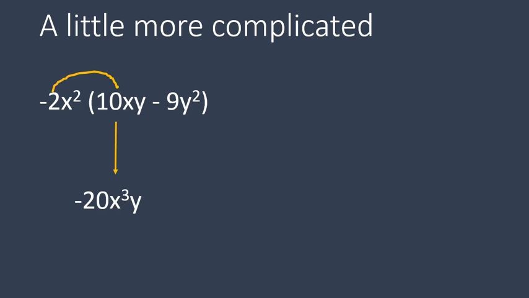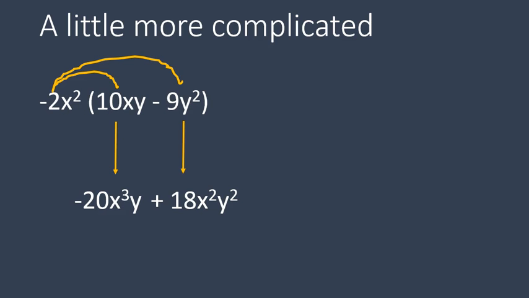We have to remember, first you multiply the numbers, negative 2 times 10 gives you negative 20, and you add the exponents. X squared times x gives you x to the power of 3, and then we can't forget that y that's on the end of 10xy. So that would be our full term, the new term after multiplying. Then we multiply negative 2x squared times negative 9y squared, and that's going to give us negative times a negative is a positive, 2 times 9 is 18. And then x squared times y squared is x squared y squared. So that'll be the final term on the end there.